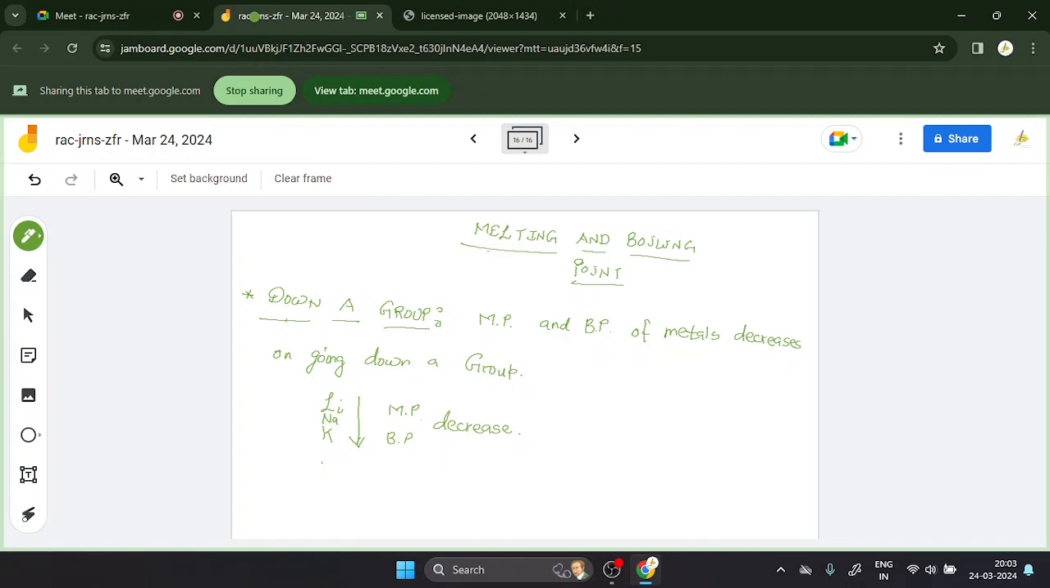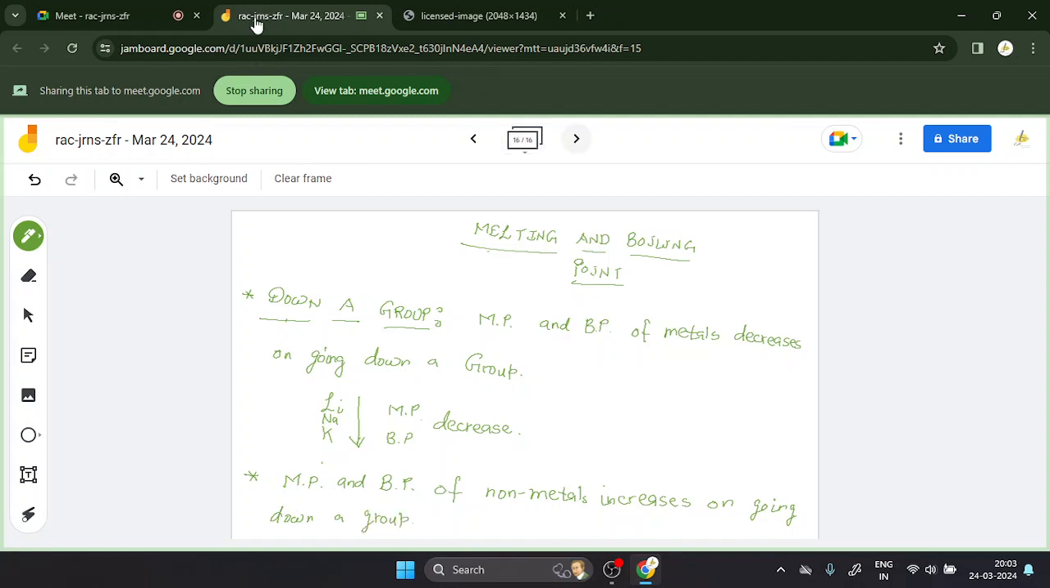Okay, on going down the group for non-metals, the melting and boiling point of non-metals will increase. MP and BP of non-metals increases on going down a group. Clear?